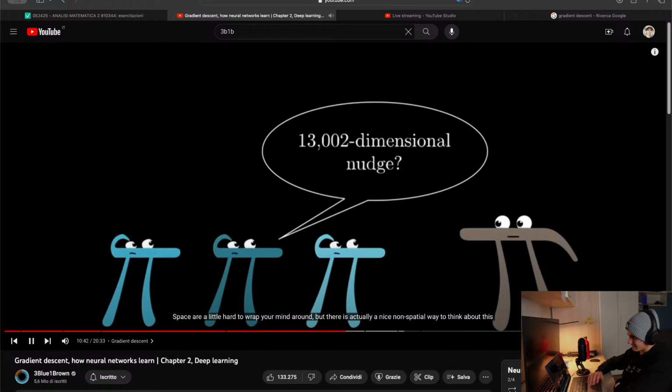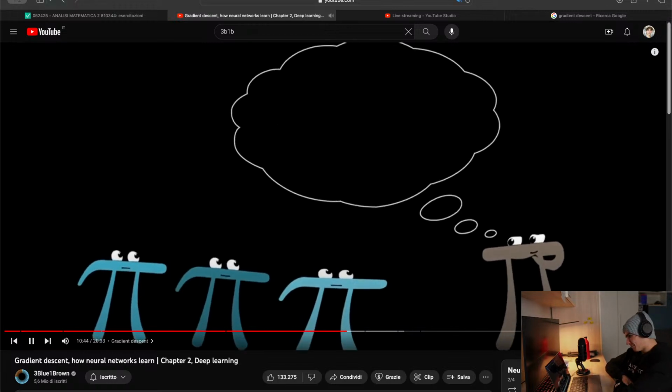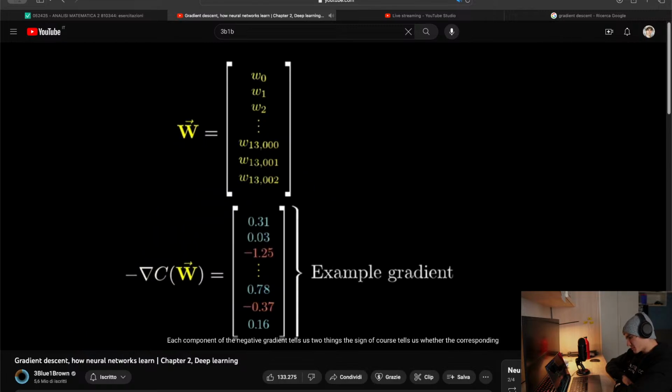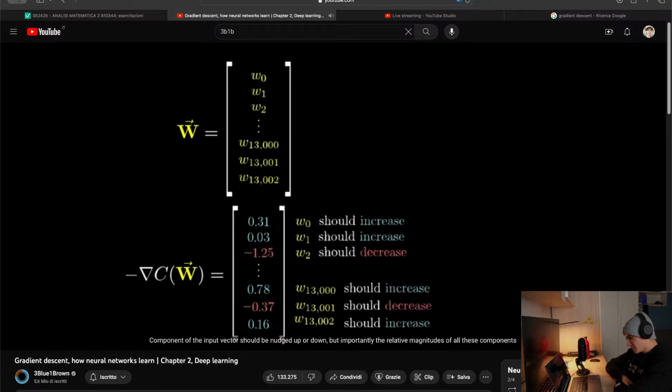But it's actually a nice non-spatial way to think about this. Each component of the negative gradient tells us two things. The sign, of course, tells us whether the corresponding component of the input vector should be nudged up or down.